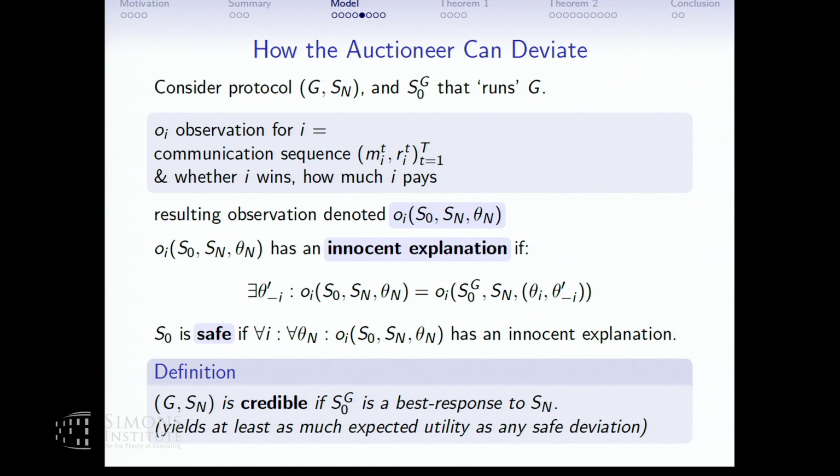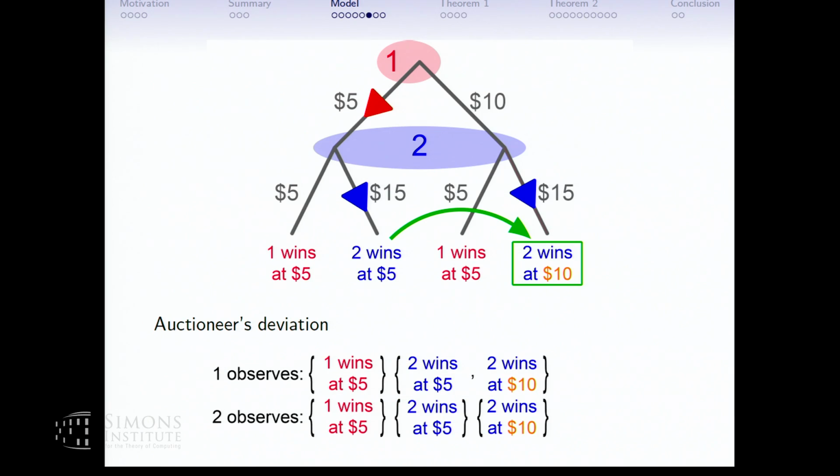Cool? Okay. So this is that, right? 1 bid 5, 2 bid 15. We charge 2, $10 instead of $5. That's the innocent explanation for bidder 1. Bidder 1 says, well, what's the explanation for my not winning? 2's type was 15. 2 says, what's the explanation for my paying 10? The innocent explanation is that 1's type was 10. So this is a safe deviation.